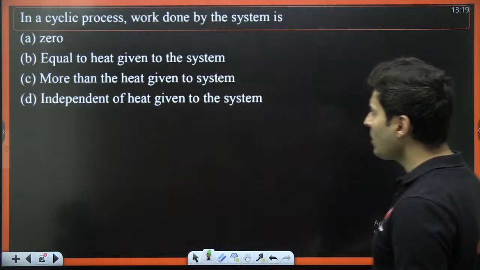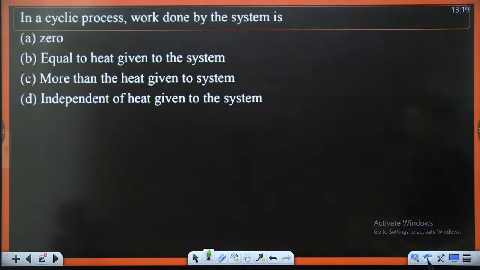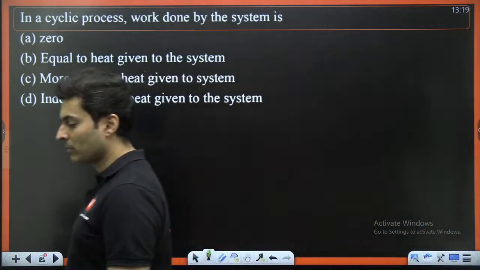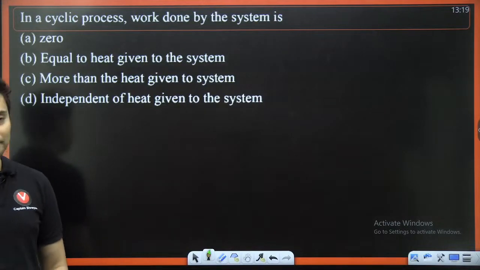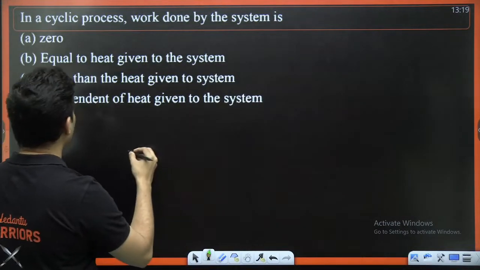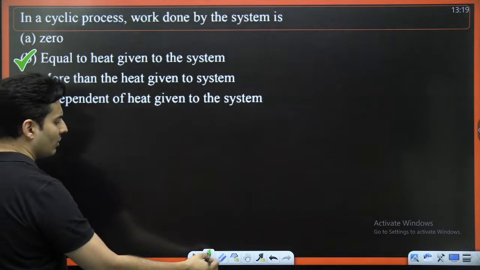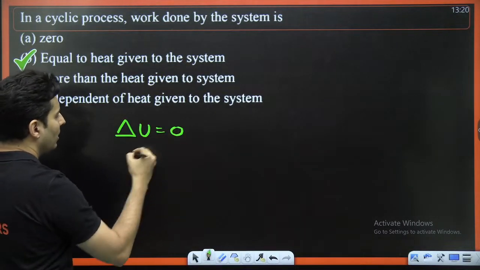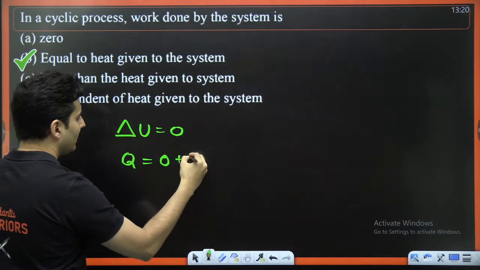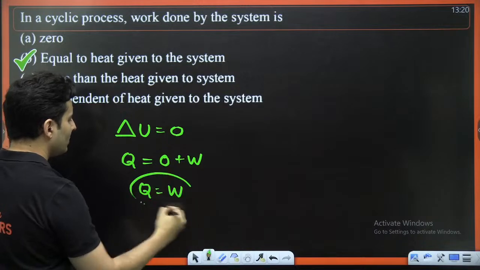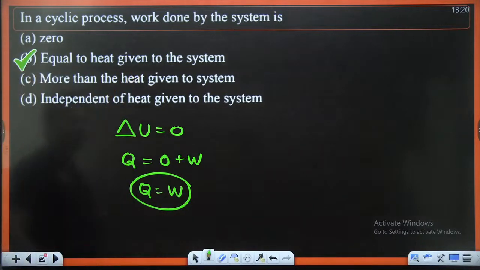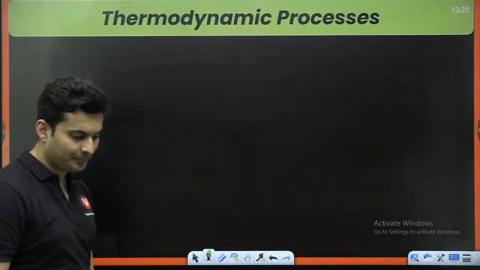You can watch that. For a cyclic process, the work done by the system is 0, equal to the heat, more than the heat, independent of the heat given. This is straightforward. Come on, my dear students. In a cyclic process, the work done by the system is equal to the heat given to the system. Because in a cyclic process, what happens? Delta U is 0, so Q is equal to 0 plus W, so Q is equal to W. Just some time back I told you this, so it is equal to the work done, as simple as that.